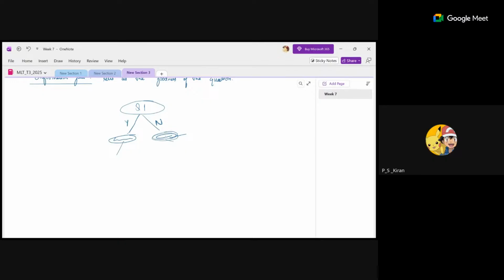So, ma'am, you mean we want it to be right skewed? We wanted it to be right skewed. Is that what you're saying? We want all the questions to be yes on the left side. Okay.